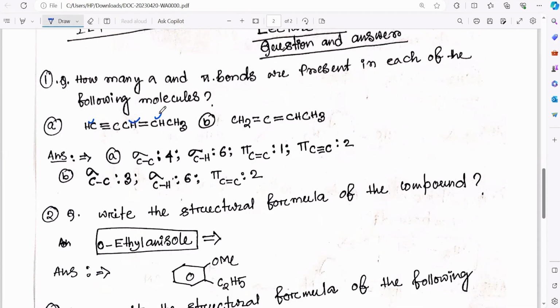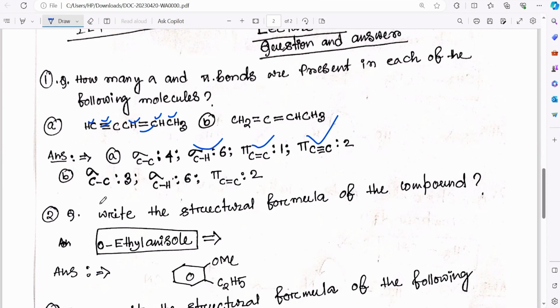So total 3, and here is the CH3. Total 3 plus 3, it is a 6. Done. Now in the pi carbon carbon bond, how many pi carbon carbon bonds are present here? So the pi carbon carbon double bond present here is one. Only one carbon carbon double bond is present. And how many pi carbon carbon triple bonds are present here? So as you can see, one and two. So here two are present. Okay. Now we'll go to the second example, that is CH2 double bond C, double bond C, CH, CH3.